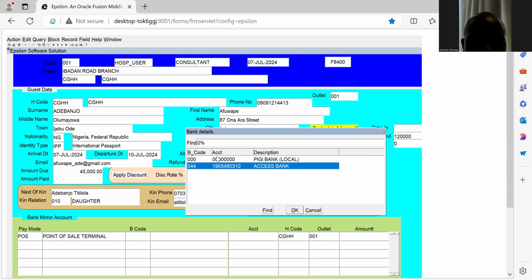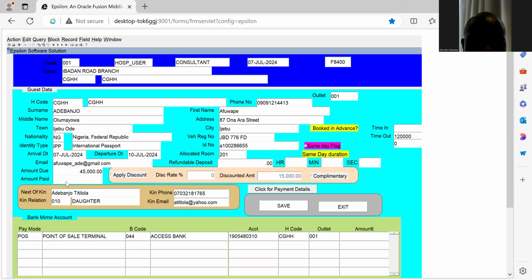Now, this is the only account that we defined for the hotel. And the other one is mandatory. This one represents cash. When somebody is paying cash, this is the definition that must come with every implementation. There must be one piggy bank. This stands for cash payment.